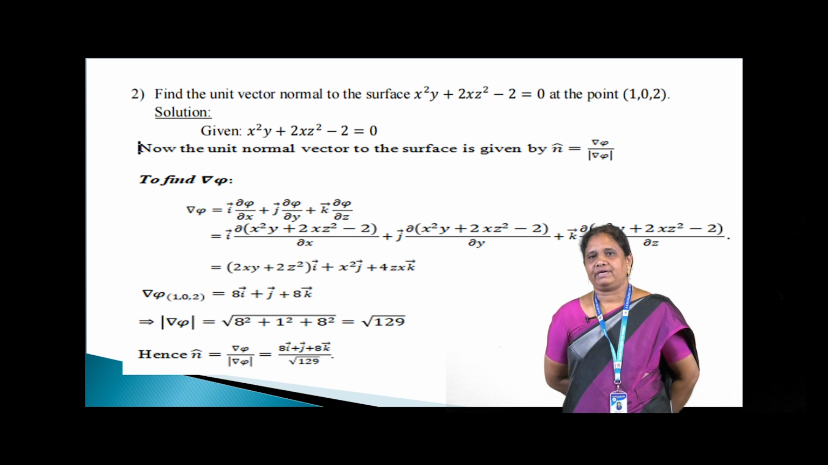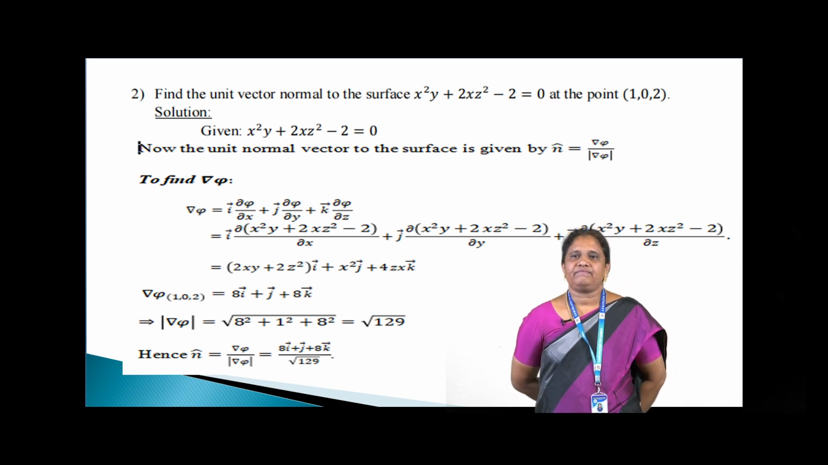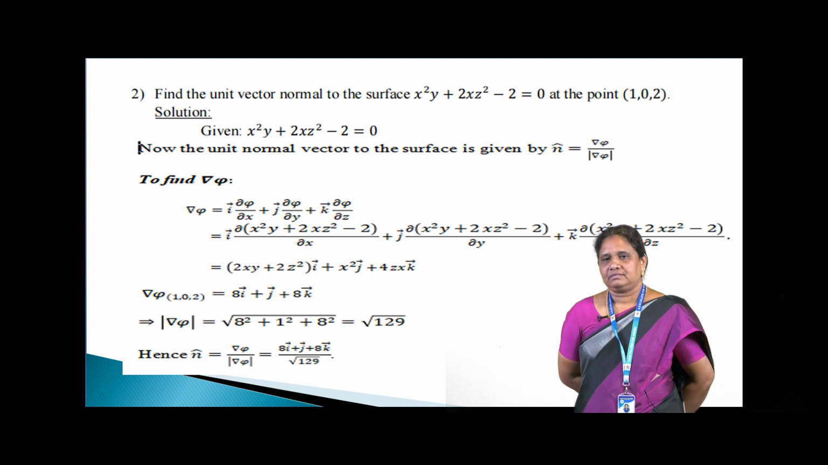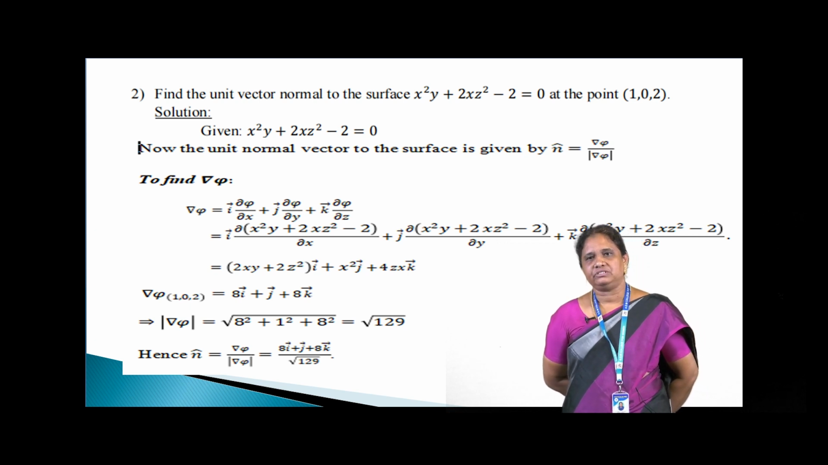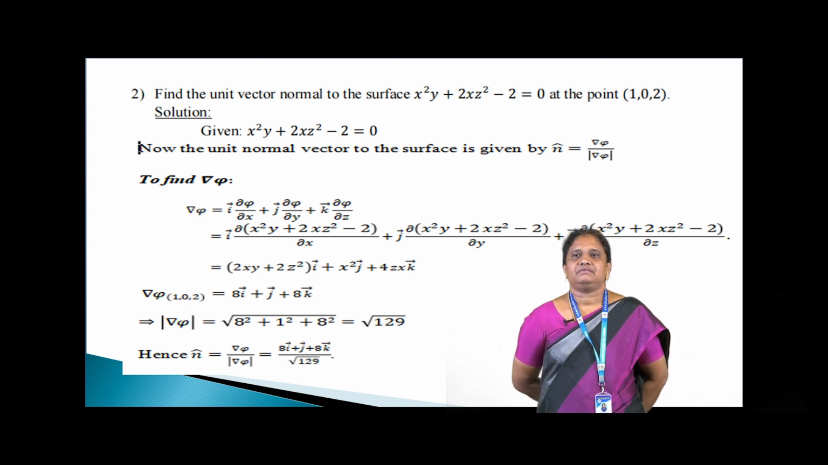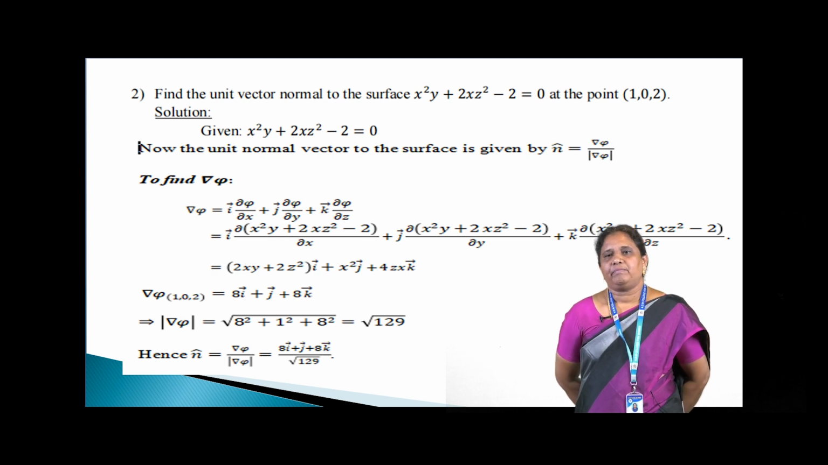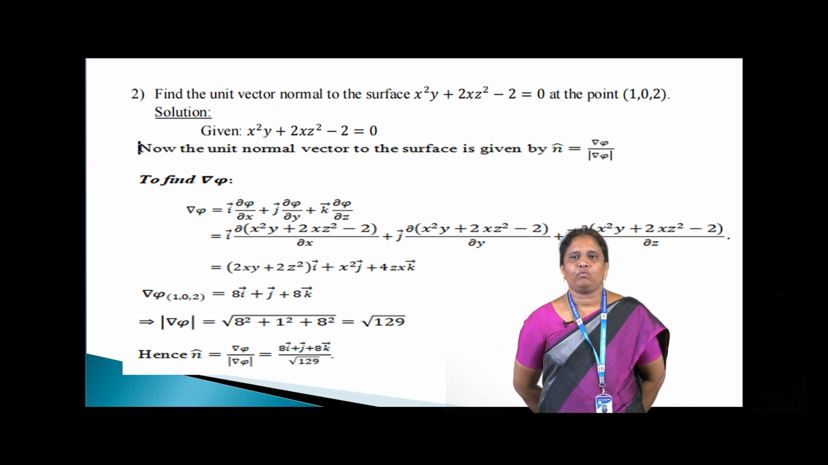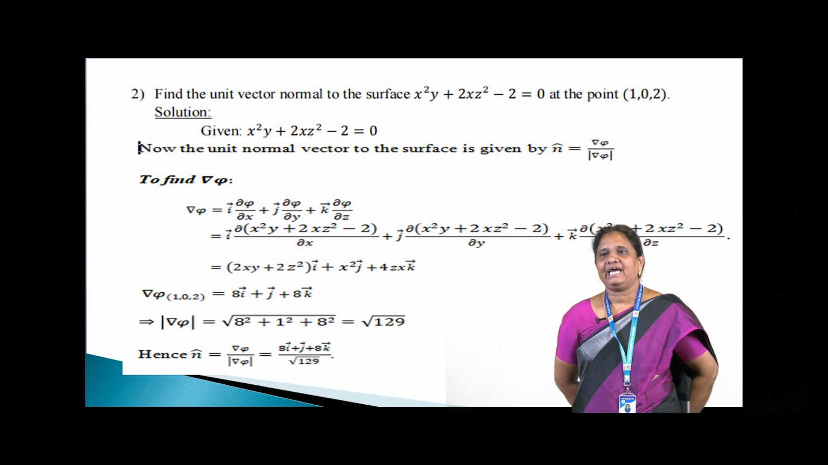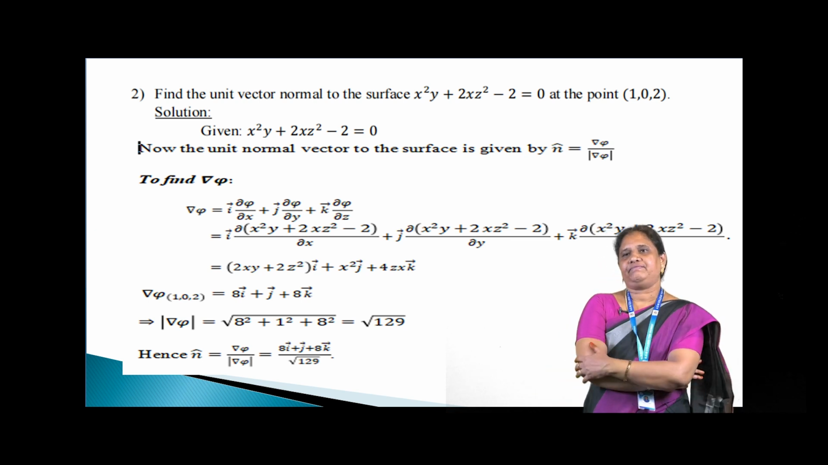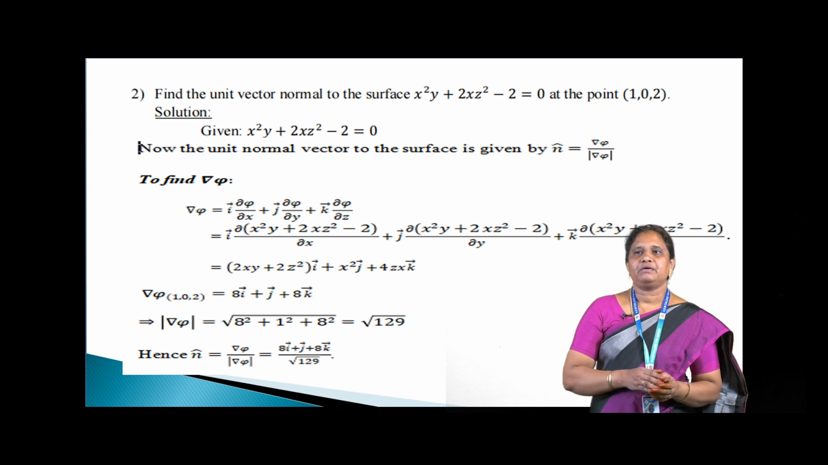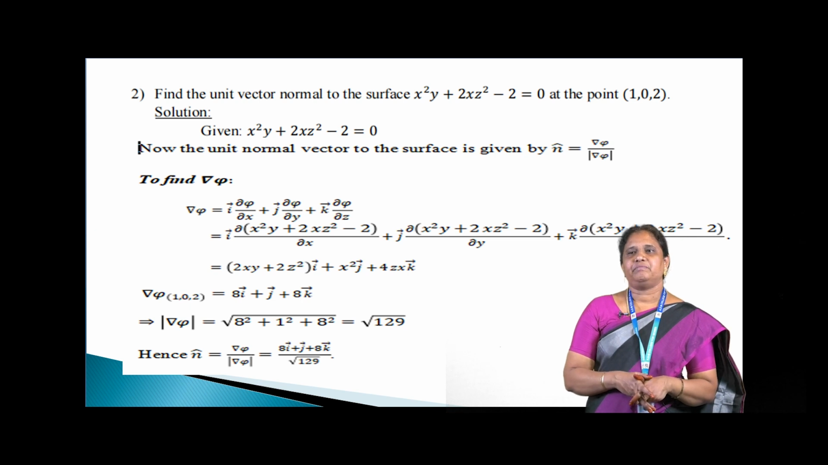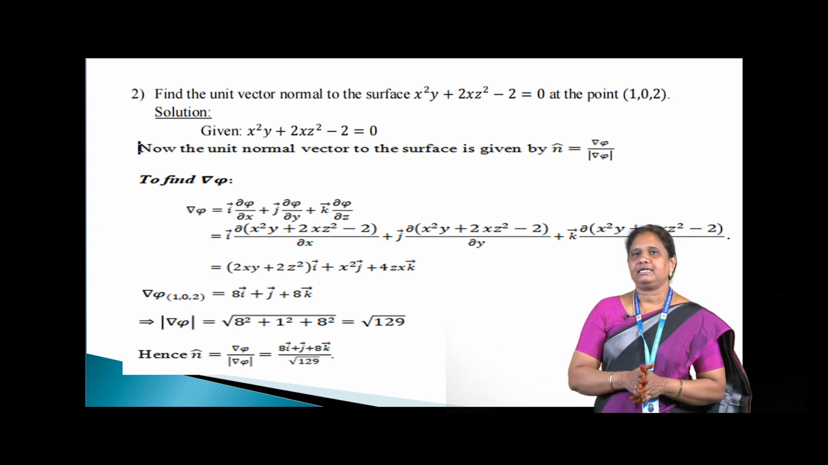So we have found del phi. And one more thing we have to find, modulus of del phi. How will you find it? Square the coefficients of i, j, k, add them and take the square root of that value. So squaring we get 8 squared plus 1 squared plus 8 squared, under the square root. Therefore the answer is root of 129. Now we can find n cap, the unit vector normal to the surface, that is n cap equal to del phi divided by modulus of del phi, that is equal to (8i plus j plus 8k) vector divided by root of 129. So this is the answer.